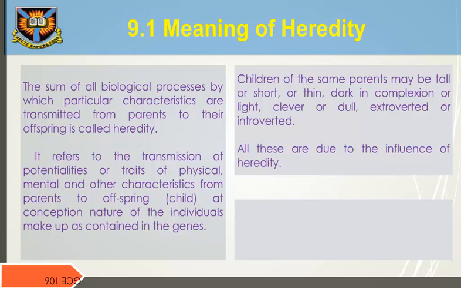Meaning of heredity. The sum of all biological processes by which particular characteristics are transmitted from parents to their offspring is called heredity. It refers to the transmission of potentialities or traits of physical, mental, and other characteristics from parents to offspring at conception. Nature of the individual's makeup as contained in the genes. Children of the same parents may be tall or short or thin, dark in complexion or light, clever or dull, extroverted or introverted. All these are due to the influence of heredity.